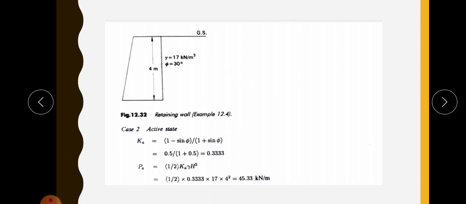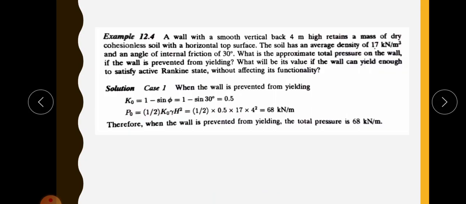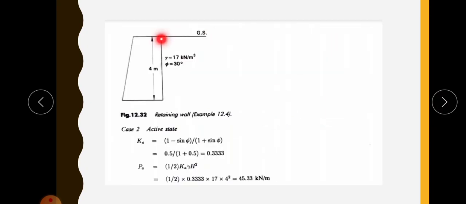So the problems in this portion are very simple. The length of the problem will be somewhat more. So you read that question and draw the rough sketch of the retaining wall and all. Then draw the triangular variation, the variation of the lateral earth pressure. Then find out the lateral earth pressure by calculating the area of that variation diagram. Okay.